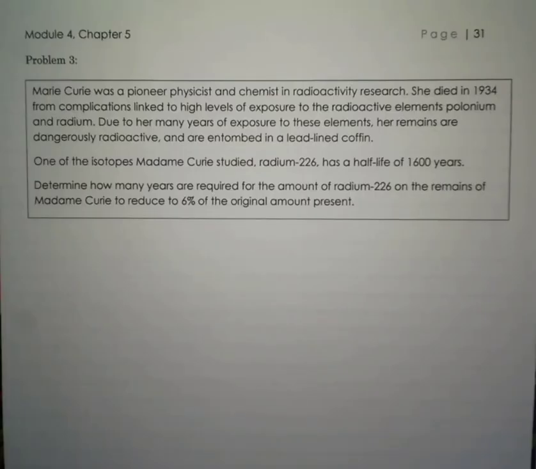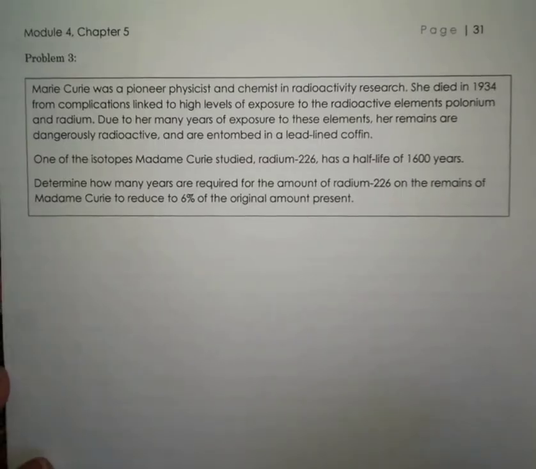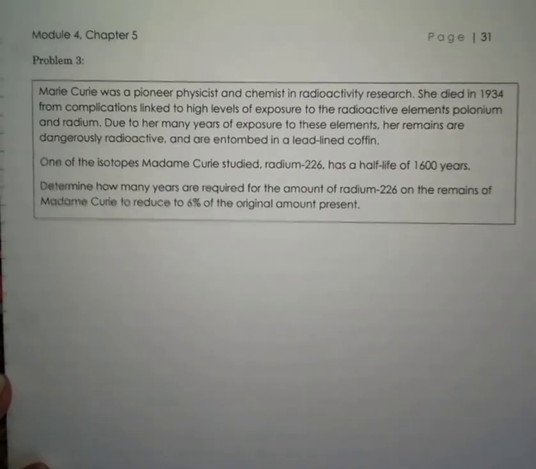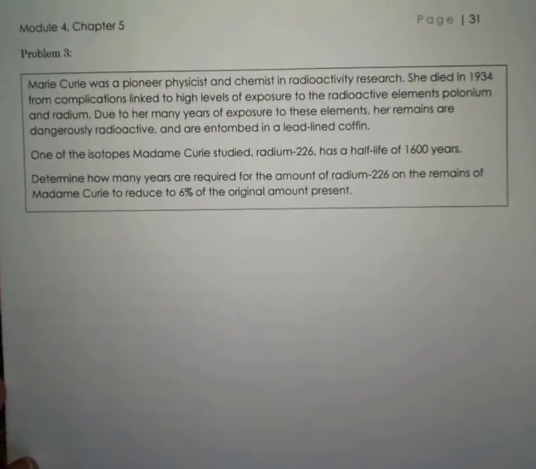One of the radioactive isotopes that she studied is radium-226, and that particular one has a half-life of, let's say, 1,600 years. I think the actual number for that is something like 1577, but we're going to say it has a half-life of 1,600 years. Now, how many years would it take for the amount of radium-226 on the remains of Madame Curie to reduce to 6% of the original amount that was present in her body when she died in 1934? So that's the interesting question we've got in front of us, and it is going to be a decreasing function.